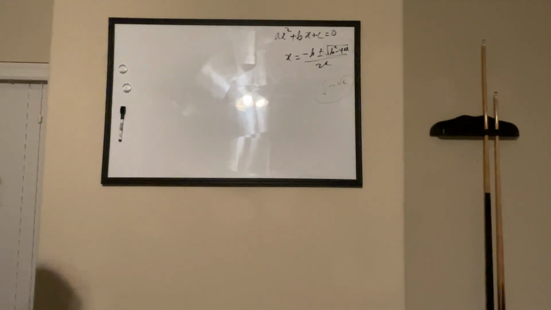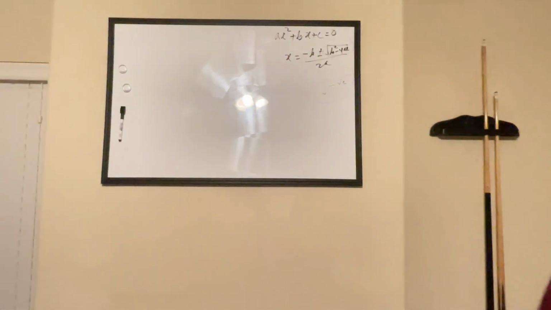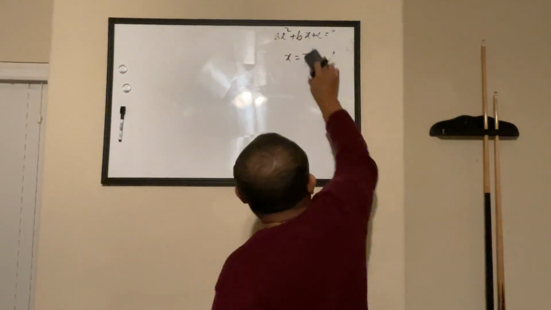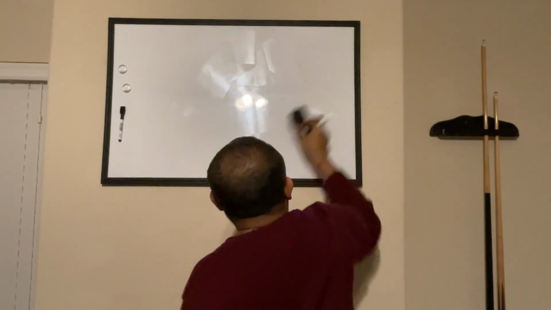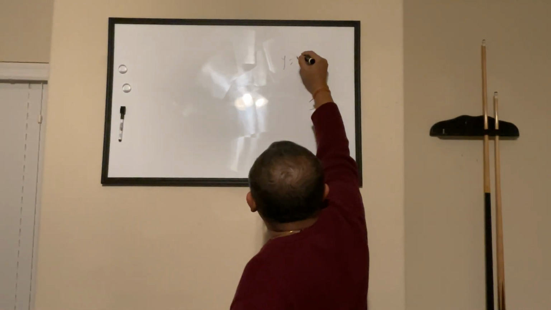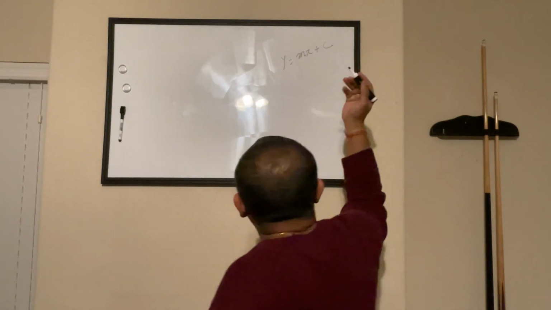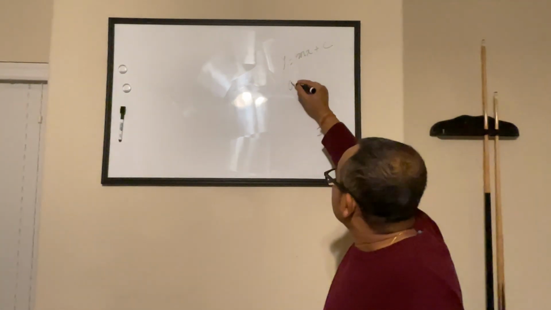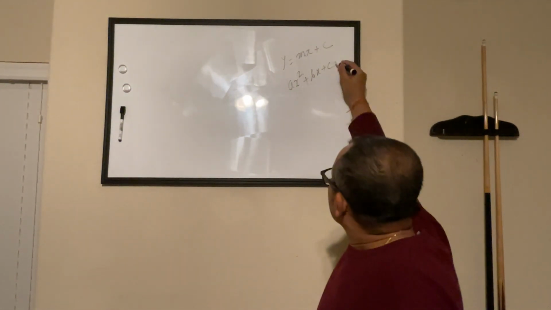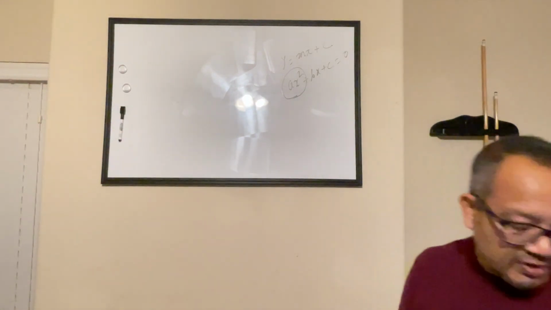Okay, let's go to the next chapter, which is linear and quadratic systems. In this chapter, we are primarily going to talk about the intersection between a linear equation and a quadratic equation. A linear equation is something like this. A quadratic equation could be anything, but it means at least there is one term with a power of 2.